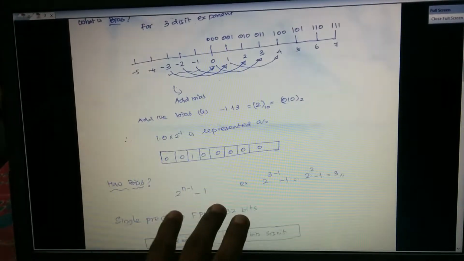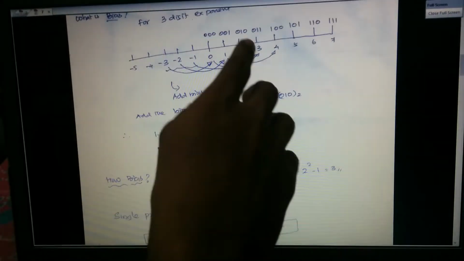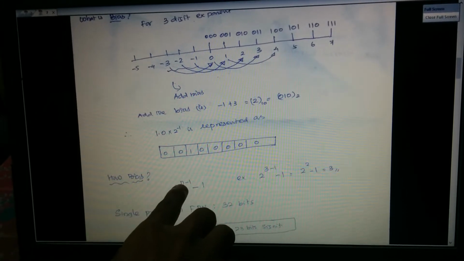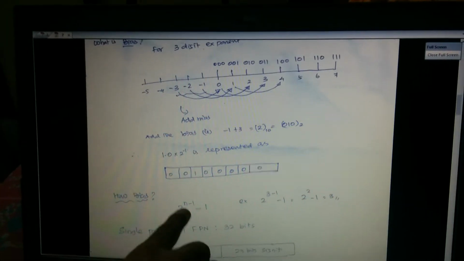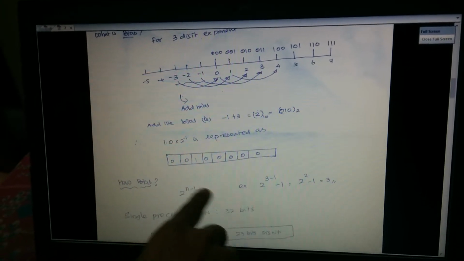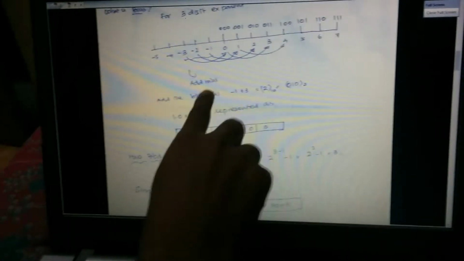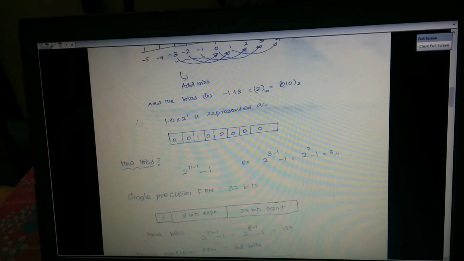So this is the basic formula for bias. When we are considering a 3-bit exponent, the bias is 2 power 3 minus 1 minus 1, that is 2 square minus 1, that is 3. So bias is 3.